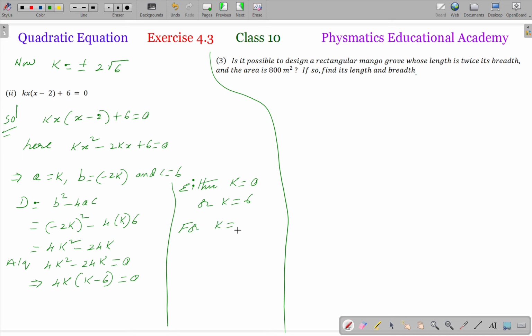Therefore, for k is equal to 0, the given equation is not quadratic. Therefore, k is equal to 6.